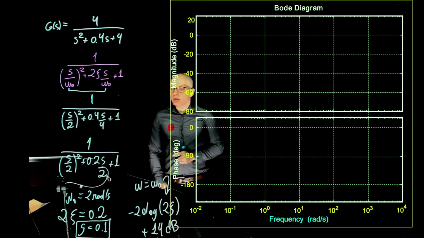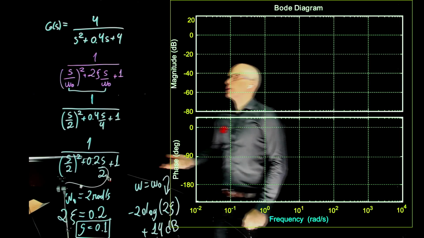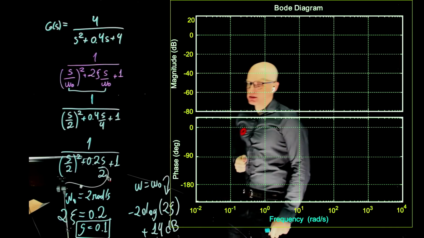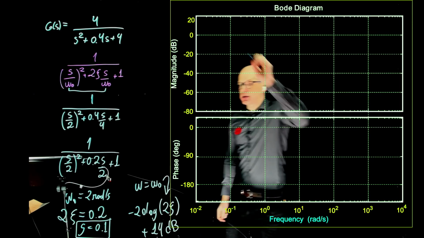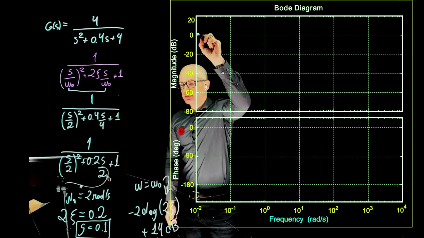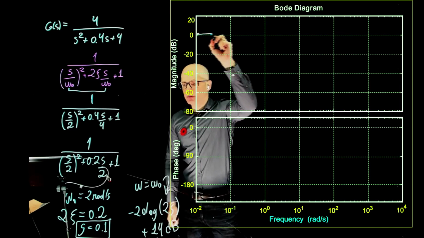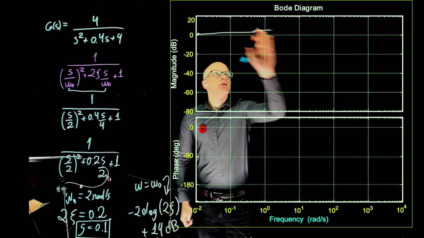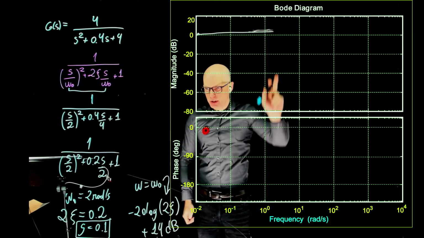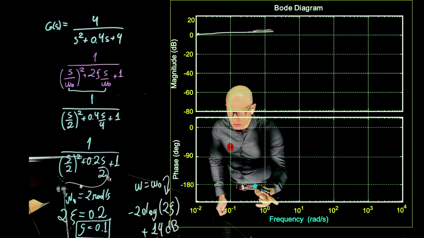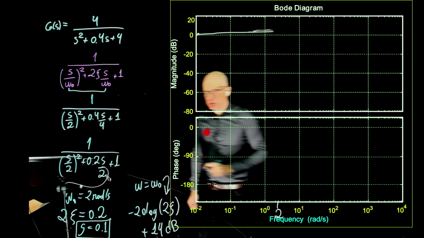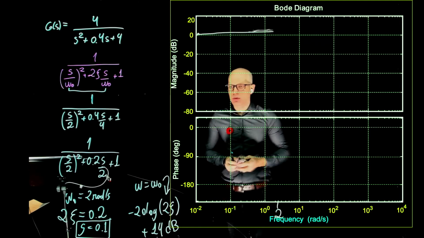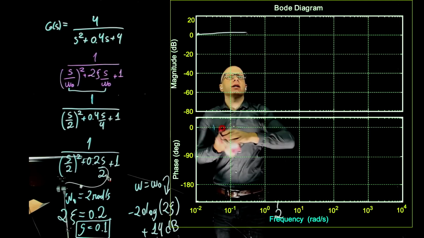Okay, so what happens to the Bode plot? If you go to the low frequencies, what do we have? We have only a gain. The gain is 1. 20 log of 1 is 0. So the Bode plot starts at 0, and it stays at 0 up to the cutoff frequency, which is around here. That's 2 radians per second. And what happens there? What happens at 2 radians per second?